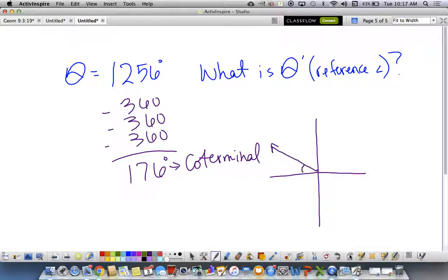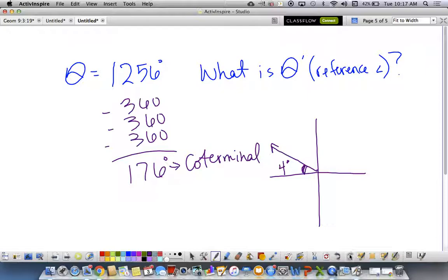What is your reference angle? You're in the second quadrant, so what are you finding? 180 minus 176. It is 4 degrees, because we all plugged into our calculator 180 minus 176. So reference angles, you can have really big numbers for reference angles.